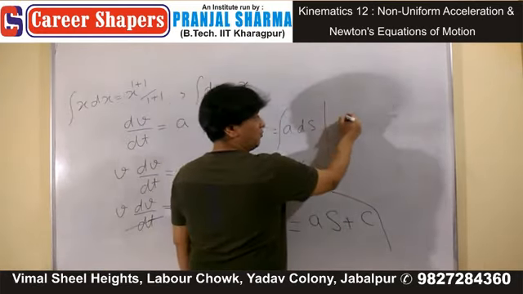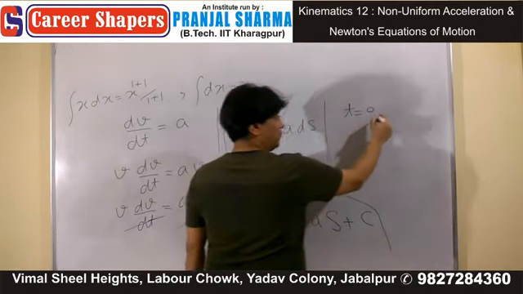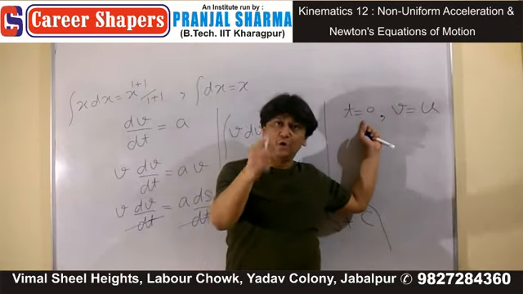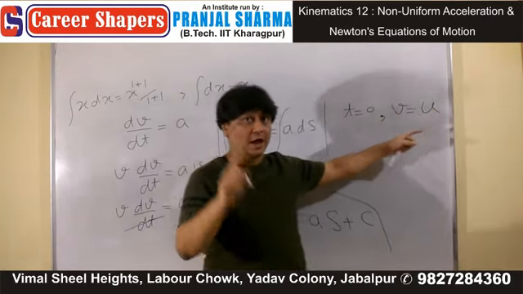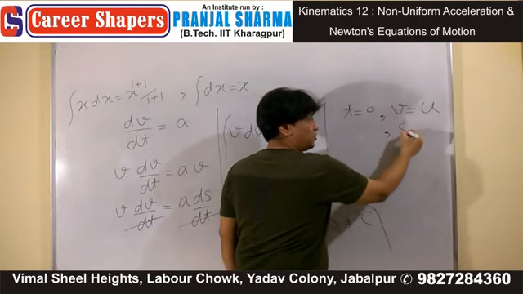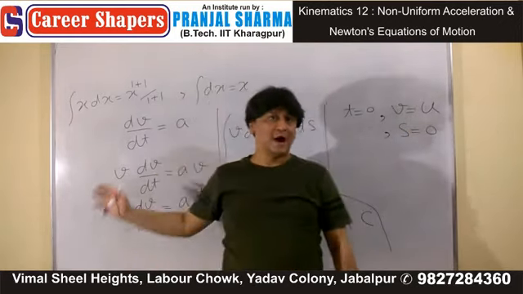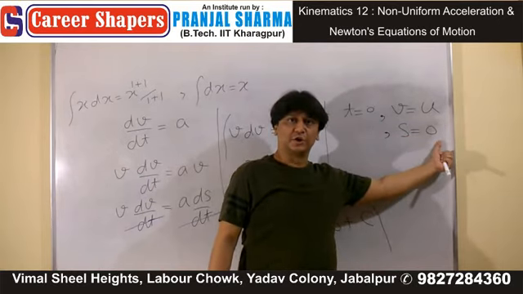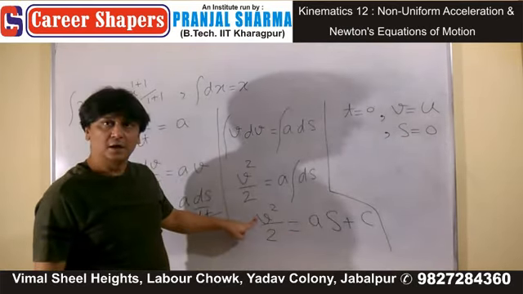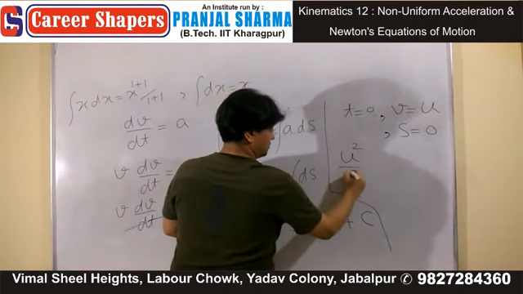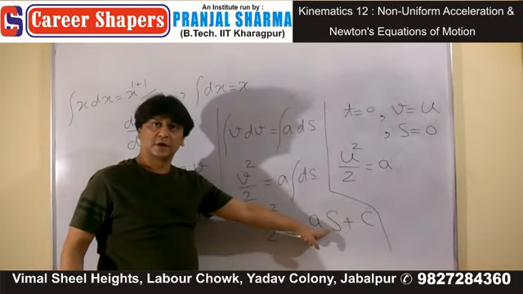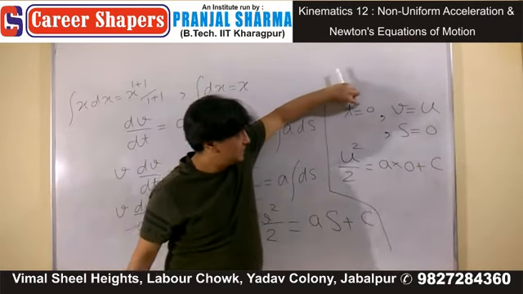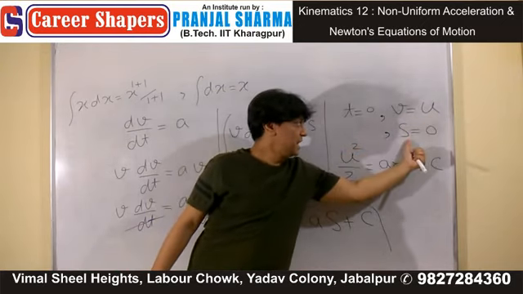We know that when time is 0, velocity has a name. When time is 0, we know that v is called what? U. And when time is 0, we also know that displacement is 0 from that figure itself. At t equals 0, v has a name and s is called what? 0. Look at this. V has a name, U. S is 0, plus C. Look again carefully. When time is 0, V is U and S is 0.